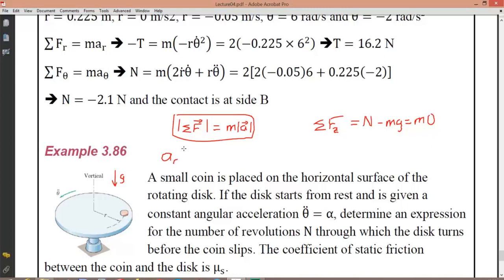AR and A theta components will be, as this R is fixed, I'm going to write it out directly. I'm going to lose the part about R double dot, because R is a constant. So for AR, we're going to just have negative R theta dot squared. And then for A theta, again, we had a part about 2 times R dot theta dot. Now R is a constant, therefore I'm just going to lose that part. So what's going to remain is R theta double dot.